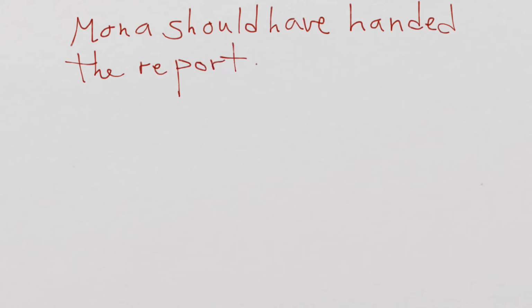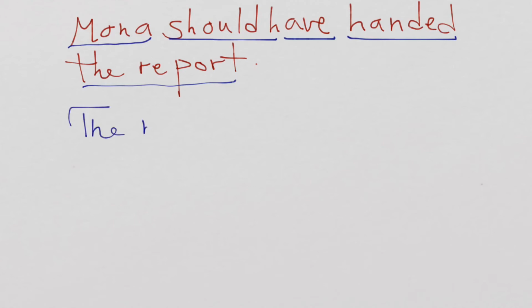And you're asked to change this form into passive voice. How can you do that? The same procedure you're going to follow. Here we have the subject Mona, but we do not have only one verb or two, we have 3 verbs. We have the word should, have, handed, okay? And then we have the object. In order to change into passive, you have to begin with the word the report.